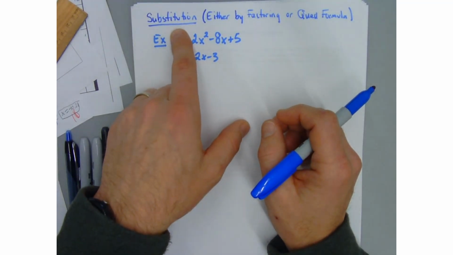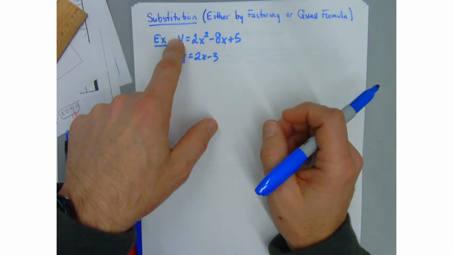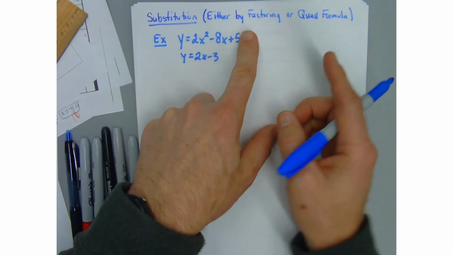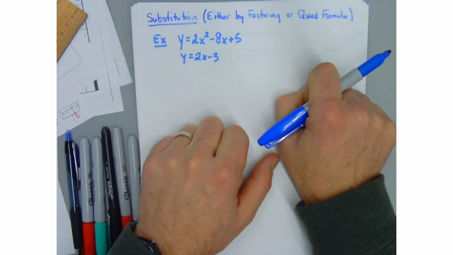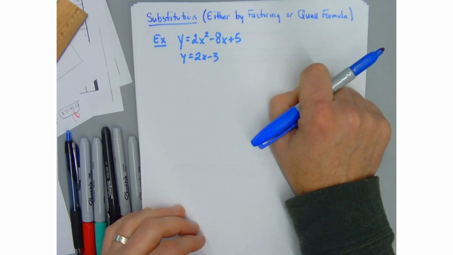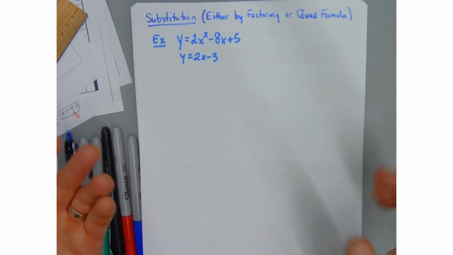All right, so substitution, and it does what it says. We're going to plug one problem into the other, or this one into here. It doesn't really matter which way you go, right? And we're going to finish that either by factoring or the quadratic formula. I don't care which one you use. It's up to your comfort level. I always think factoring is faster, but that's up to you guys.